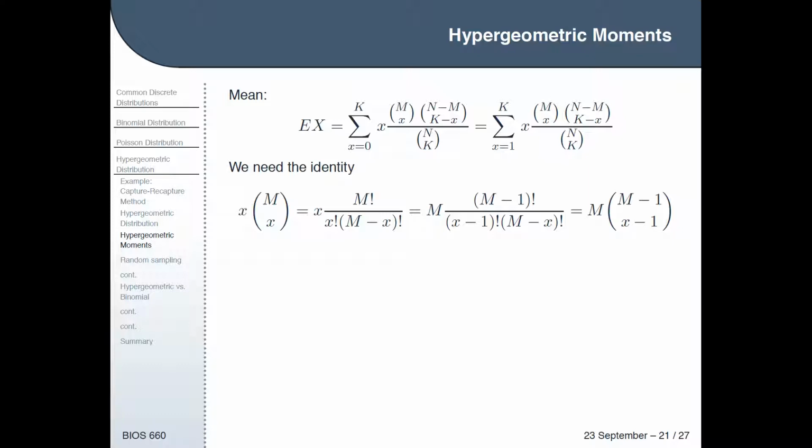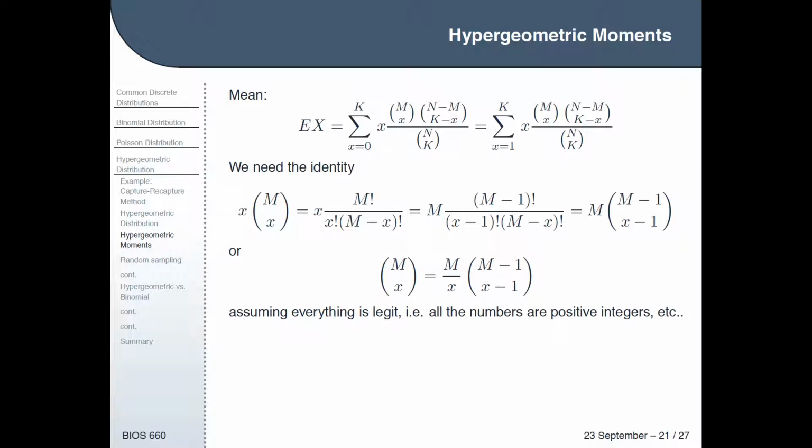To simplify this expression, you can use the fact that x times m choose x, if you expand out the factorials, gives x over x factorial. The x cancels with the x in the x factorial, and we're left with the x minus 1 factorial. Similarly, you can pull an m out of the m factorial, leaving m minus 1 factorial. This expression is just m minus 1 choose x minus 1. So anytime we have x times m choose x, we can just write that as m times m minus 1 choose x minus 1.